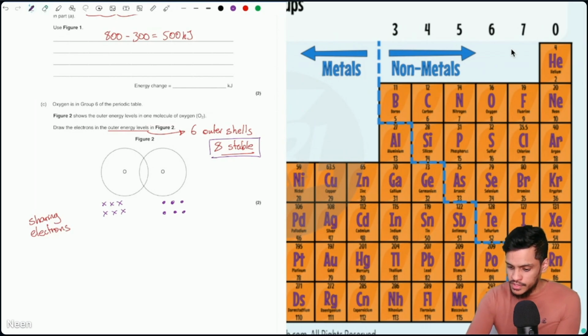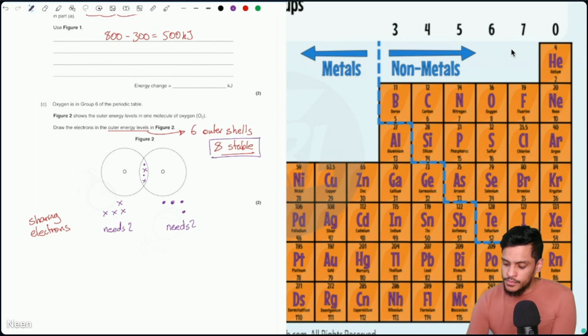So let's get 2 of these electrons and put them in the middle, because the left one needs 2. So it's basically sharing with the one on the right. The one on the right also needs 2, because remember that also has 6. So what that's going to do is share 2 electrons from the one on the left. So we're going to put 2 crosses in the middle.